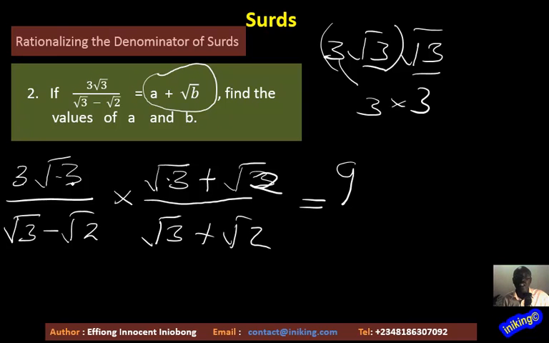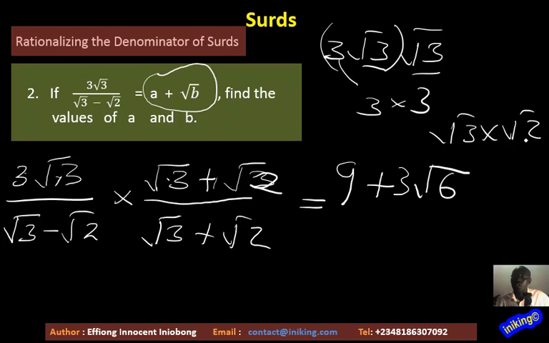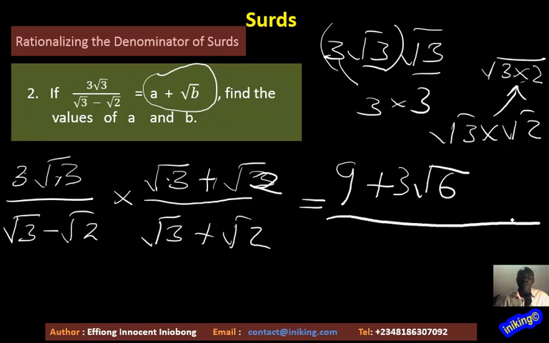Now, 3 root 3 times, please, there's no minus there. 3 root 3 times root 2. This is a plus. This is like, say, 3 times the one that is out there. That's 3. And then root 3 times root 2 will give me what? Root 6. Yes, I'm sure you know that. Because this is the same thing as saying root of 3 times 2. So we have obtained our numerator.